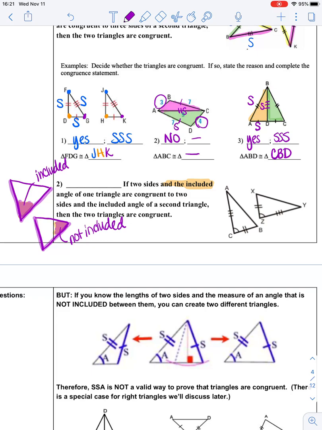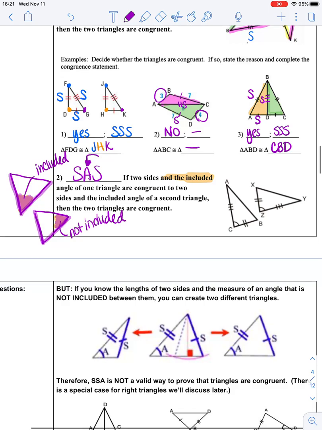So if you have two sides and the included angle of one triangle congruent to those same pieces on another triangle, then what I know is the triangles are the same size. And so what that's called is side, angle, side. Now look at where the A is. The A is located right smack in between those two S's. It's included between the two S's.